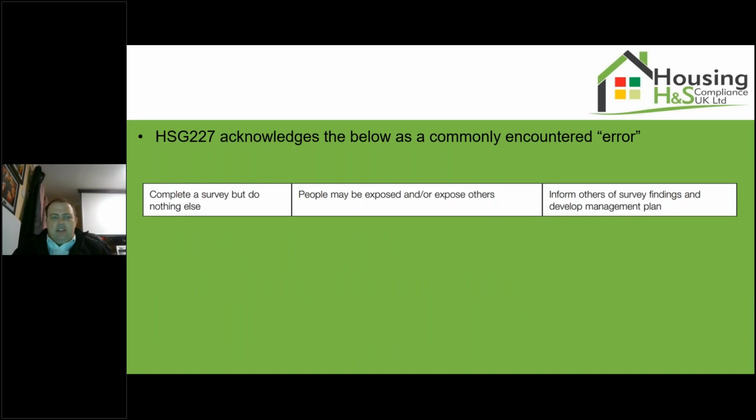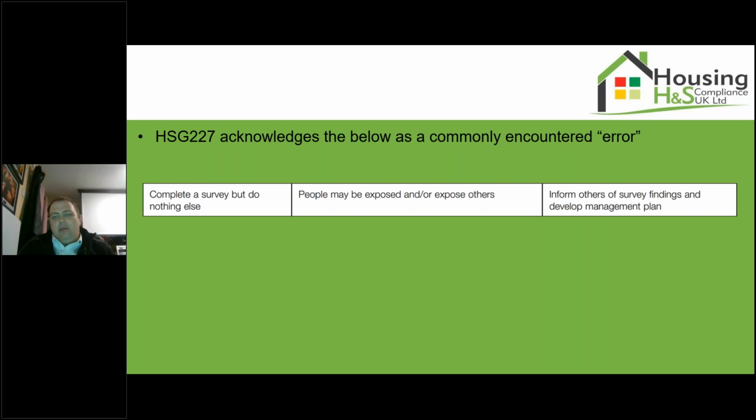So in terms of HSG 227, which I mentioned earlier on as being a comprehensive guide to managing asbestos in buildings, you can see quite clearly this is just an extract that I've pulled. One of the commonly encountered errors on clients' asbestos management is that we've completed a survey, we've found the asbestos, and then we've popped it in a drawer and felt that we are compliant. So what happens then is that people may be exposed, or they may expose others. So how can we get around that?